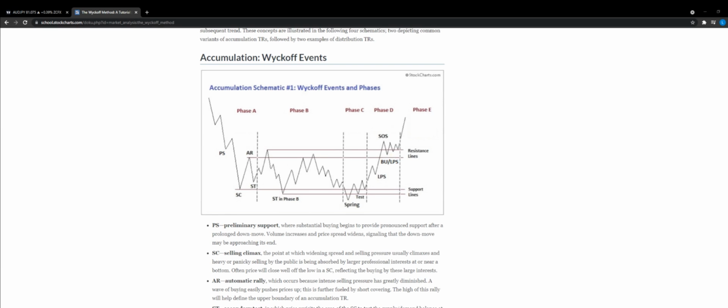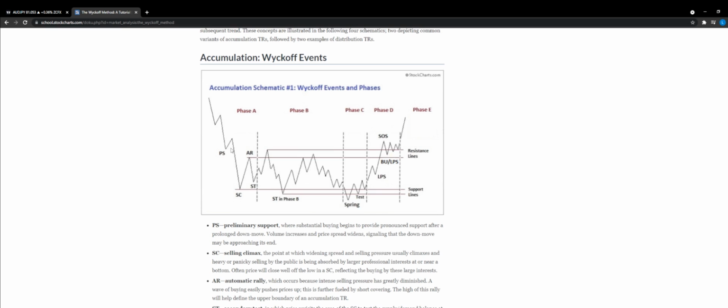So moving on to accumulation schematic, we have phase A. I'm going to quickly go over the phases. I'm going to explain what these mean. So PS, SC, AR, but I'm going to just simplify them into modern currency trading, right? So phase A, as we can see, this is where the selling force decreases and the downtrend starts to slow down. This phase is usually marked by an increase in trading volume.